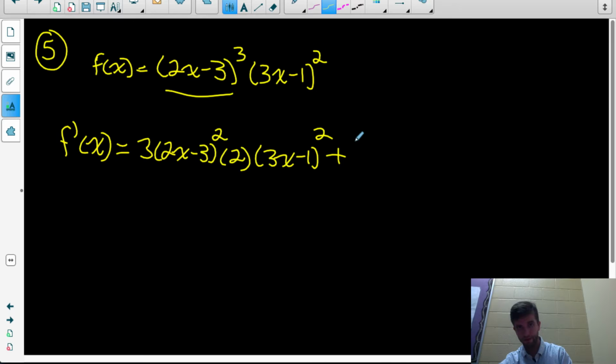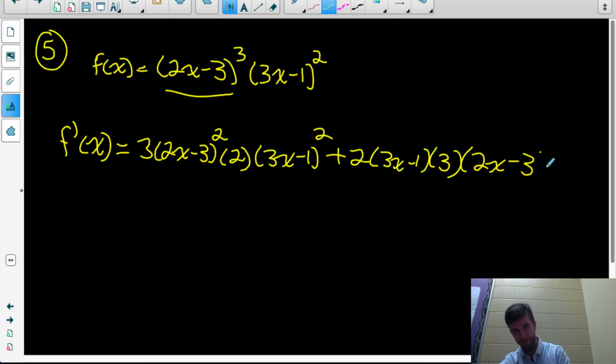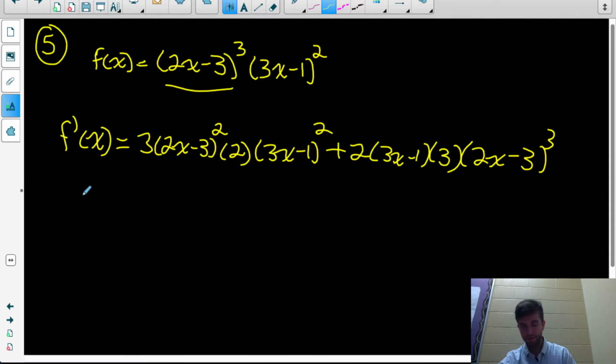So the derivative of this second function would be 3x minus 1 to the 1, times the derivative of 3x minus 1, which is 3, multiplied by the first function, 2x minus 3 cubed. Now, we could expand this if we want to put it into standard form, fully expanded and simplified form, or we can put it into factored form.